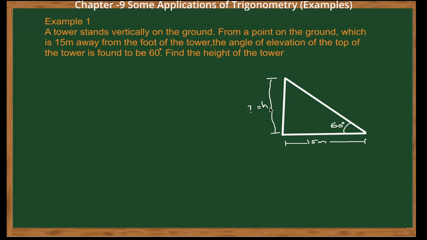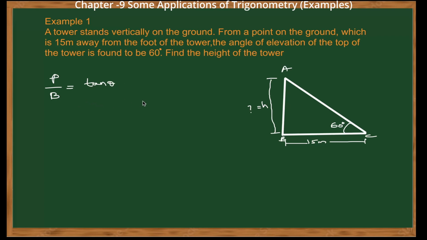Let's name it A, B, C. So how do you find it? The height is what it is asking, and the 60 degree angle is given. So this is the perpendicular, and this is the base. Perpendicular by base is nothing but tan theta.